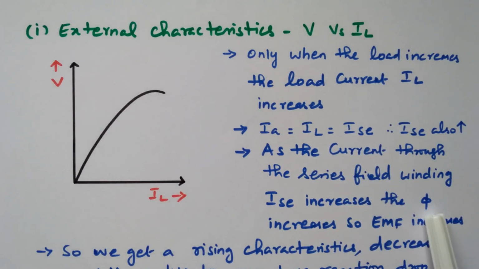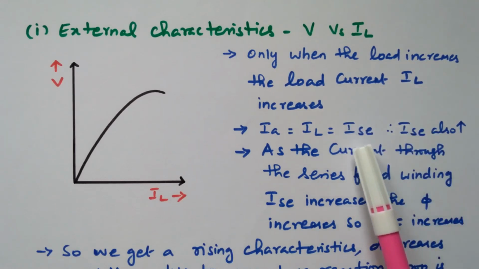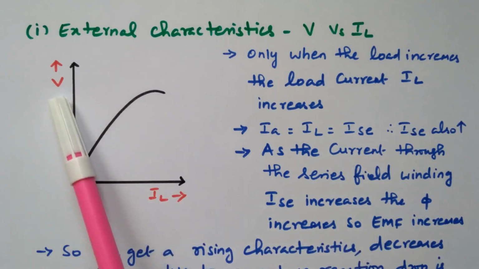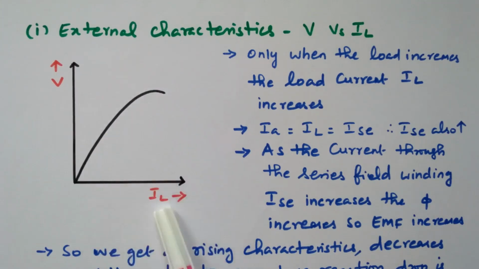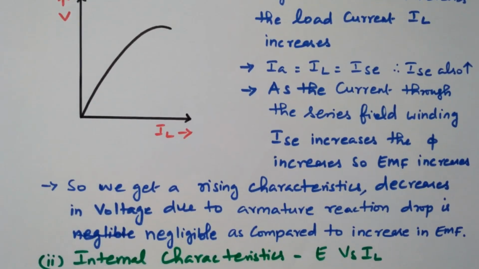The flux is directly proportional to the EMF, so the induced EMF also increases. So when the load increases, the load current will increase, the series field current will increase, the flux will increase, so the EMF also increases. There is a direct proportionality. So when the load current increases, V also increases, right? After saturation it slowly decreases. Both are almost linear. When the load increases, the voltage also increases. The induced EMF also increases, so the voltage available at the load also increases.